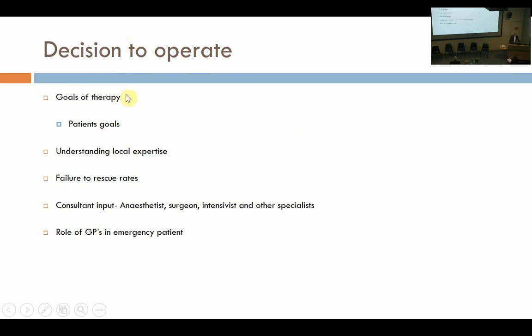The other thing is that failure to rescue rates are important as well, and if things go wrong, we need to be able to rescue these patients. If you operate on patients and then cannot rescue them, I think we have not done them any favors, and that's why it comes back to understanding local expertise. If we know our failure to rescue rates are poor, then we should not be attempting any high-risk operations.